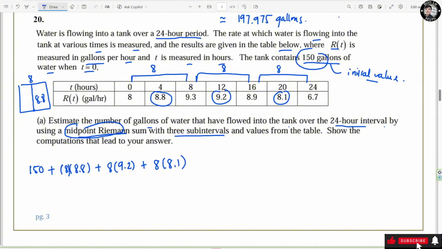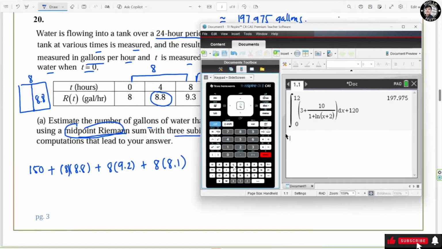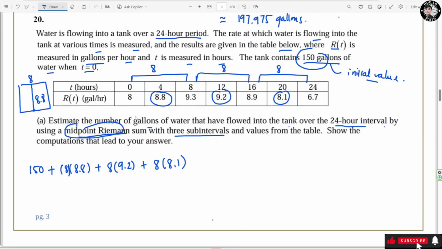Now we're going to pull up the calculator. So we have 150 plus, I'm going to factor 8 out, so I multiply by 8.8 plus 9.2 plus 8.1, right? And then press enter. The answer is 358.8 gallons, right?